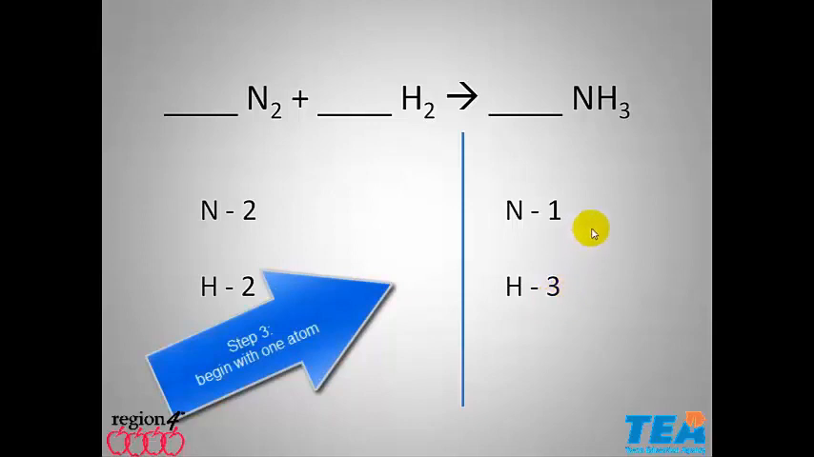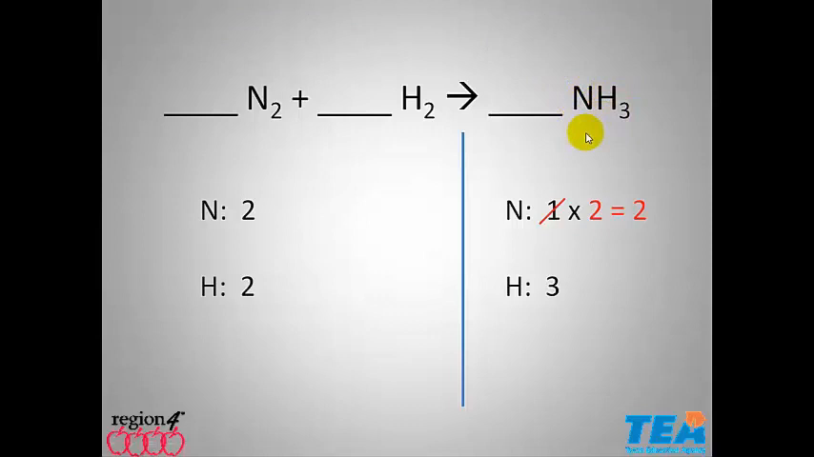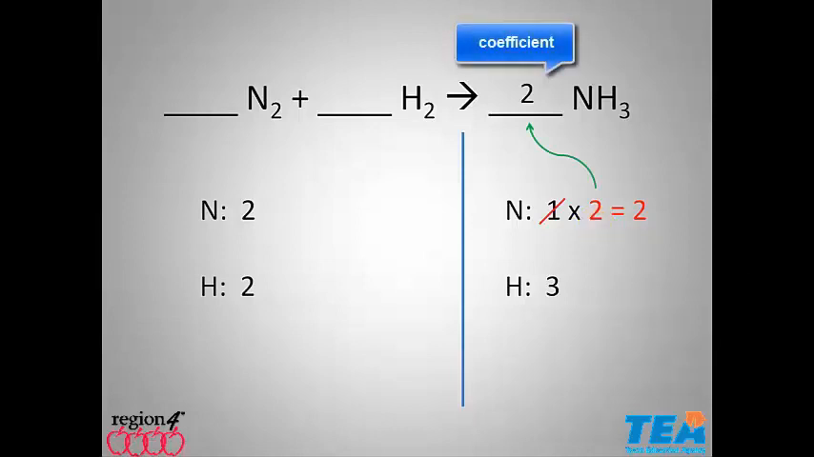But let's begin looking at the nitrogen atoms. We have 2 on the left and 1 on the product side, so we can multiply the 1 nitrogen atom on the product side by 2, and that will give us a total count of 2 nitrogen atoms. So we need multiples of this molecule in order to have the correct number of nitrogen atoms. When you multiply by 2, that 2 becomes the coefficient in front of the ammonia molecule.